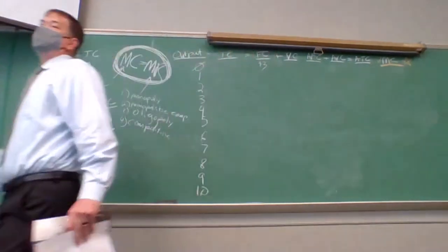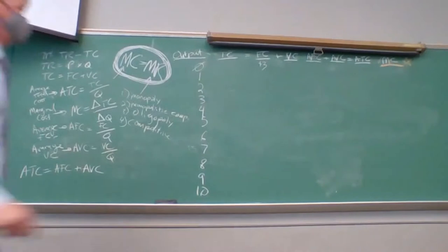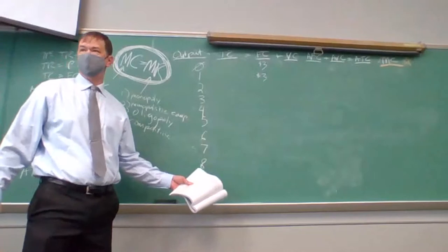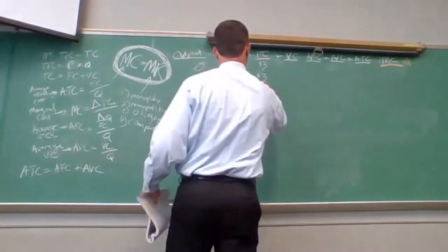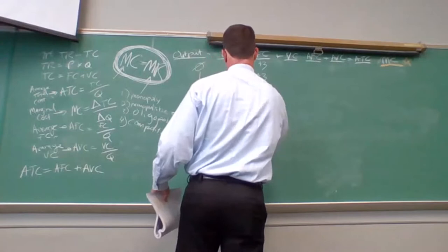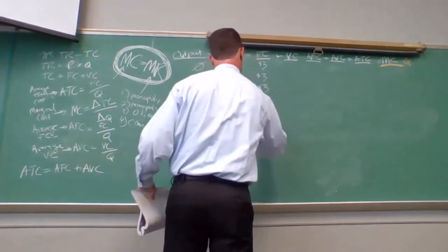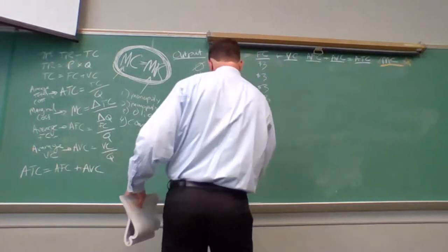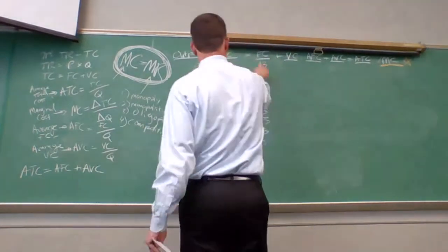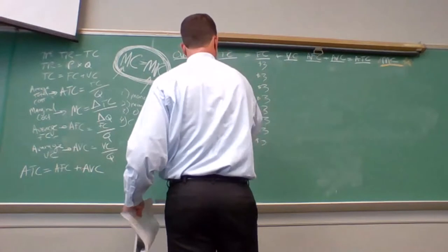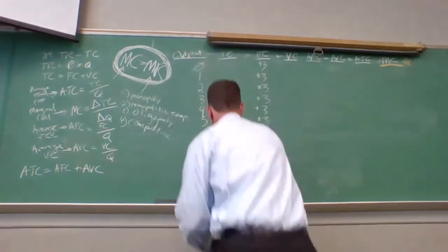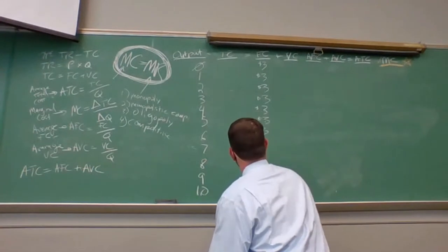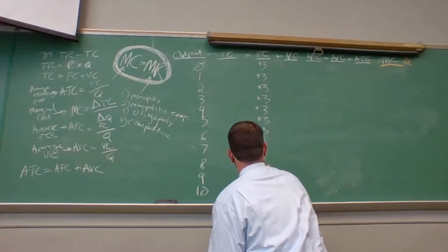So if that's all you had in that table, and you know whether or not I produce a unit or not, my fixed cost is $3. What's my fixed cost going to be down here at 10 units? $3. See, y'all got paper with lines on it, probably. It's tough for me to write. So 0, 1, 2, 3, 4, 5, 6, 7, 8, 9, 10.